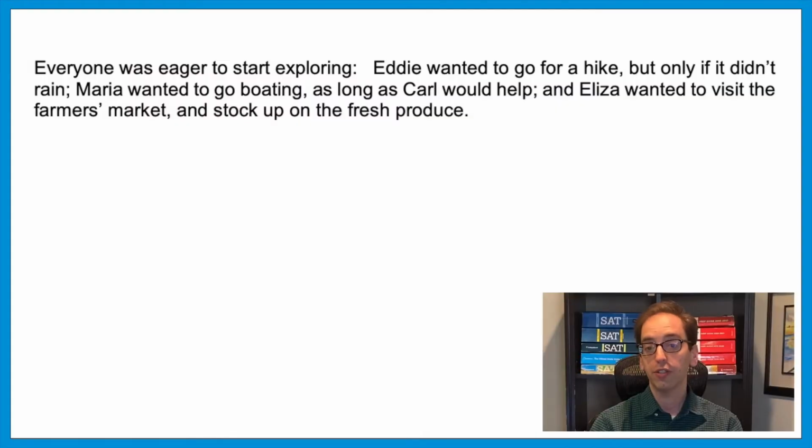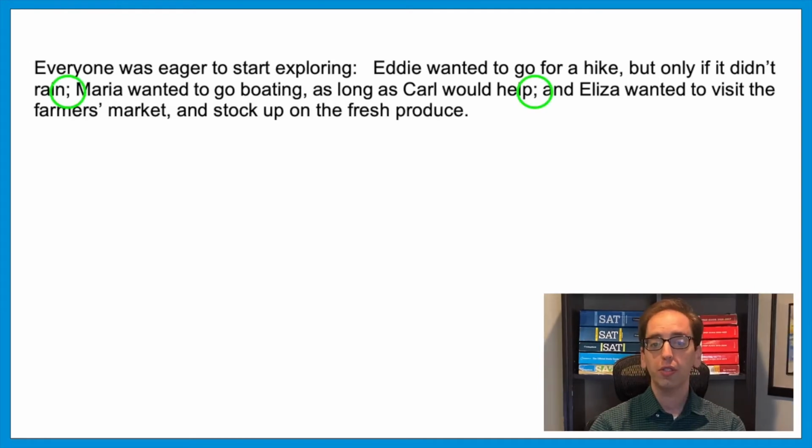Everyone was eager to start exploring. Eddie wanted to go for a hike, but only if it didn't rain; Maria wanted to go boating, as long as Carl would help; and Eliza wanted to visit the farmer's market and stock up on fresh produce. Notice the two semicolons here. They are correct, even though the final part of the sentence is not a full thought. And here's the reason why.